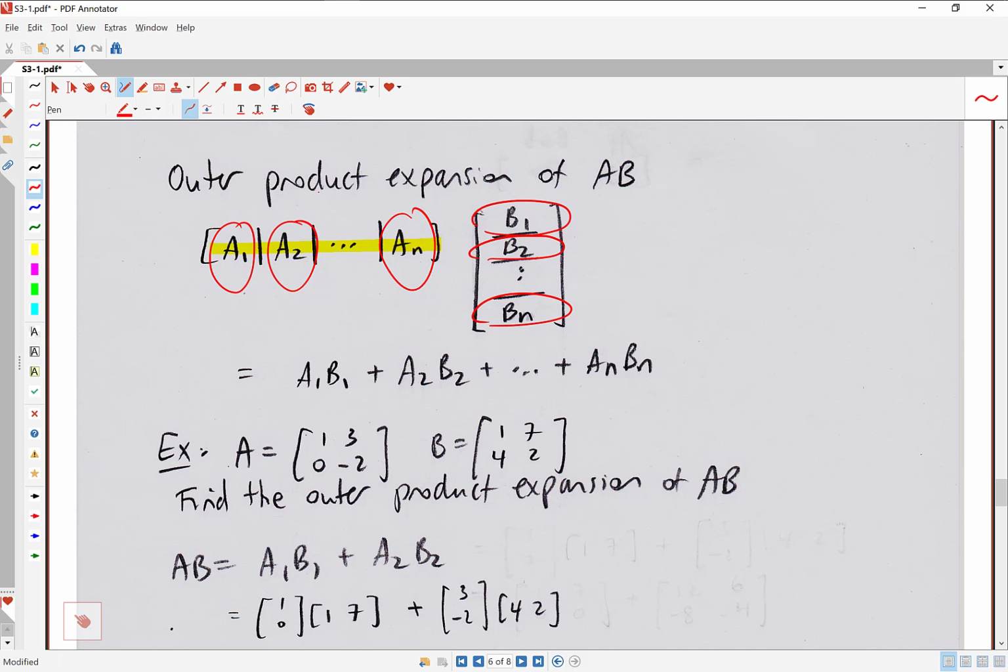And then what the outer product expansion says is that to get your product, you can actually multiply the first column with the first row, and then add on the second column times the second row. Plus, you're doing this big sum, nth column times the nth row. And somehow that also gives you your product, AB. It's just a different way of calculating the product. So we'll do one example of that, and then we'll just store it away for later on in the course.